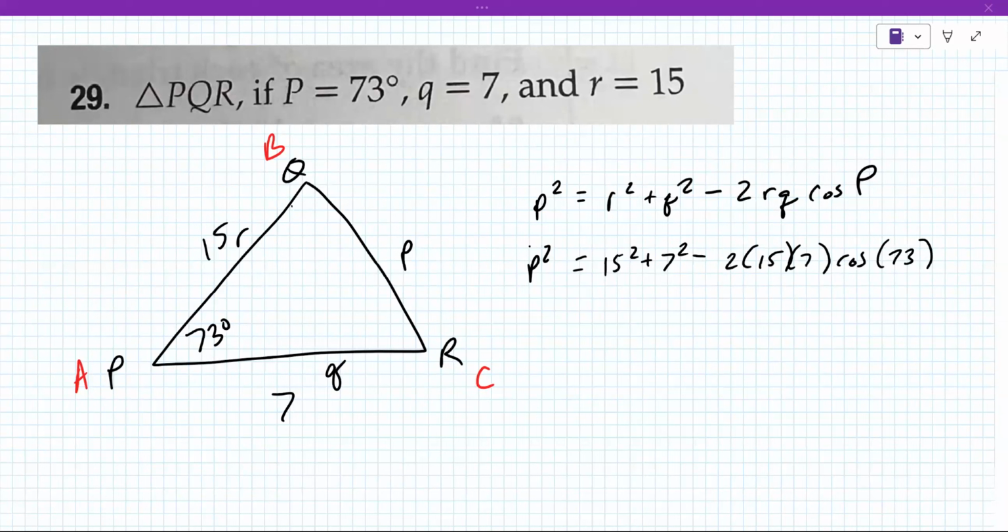So go ahead and take your moment and calculate that. Let me know what you come up with. I got 212.6. Okay, I agree. And then you're going to take a square root of that, hopefully.